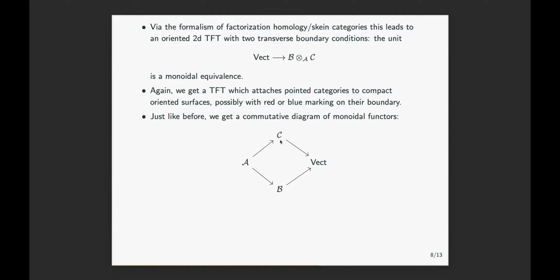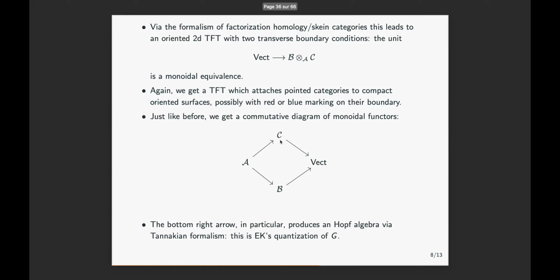And just like before, you can apply this TFT to the diagram that we have, and you get a diagram of monoidal functors, which again is commutative, although in a very highly non-trivial way this time. So once you have this diagram, in particular here, B is a deformation of Rep G, and you get a monoidal functor from that category to Vect. And then there is some abstract so-called Calaque formalism that tells you that if you have a monoidal category and a nice monoidal functor to Vect, then you can construct a Hopf algebra out of it.